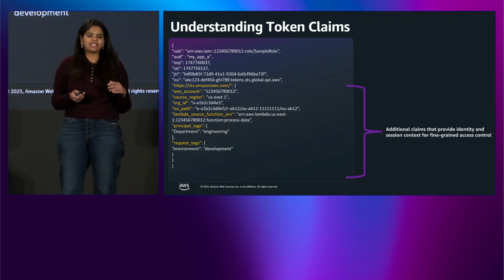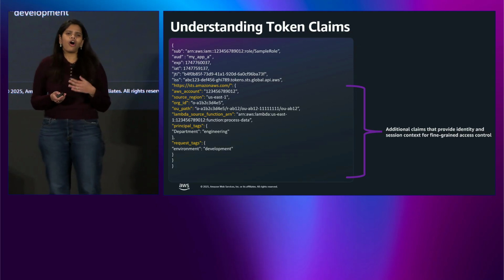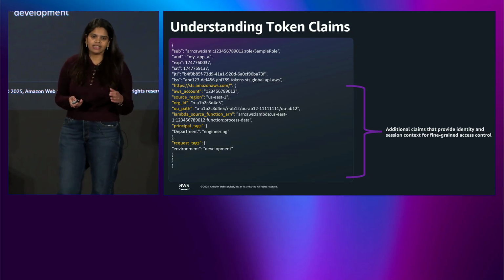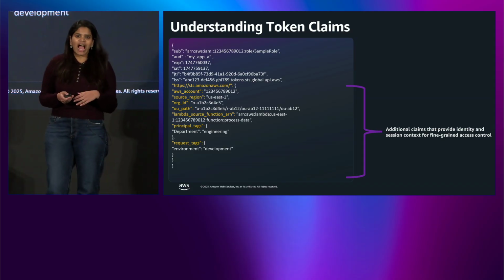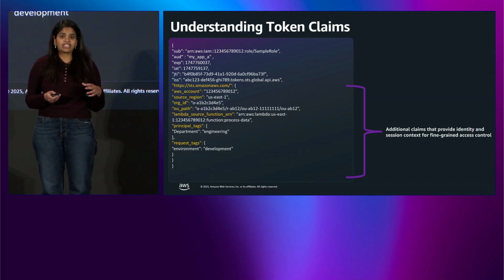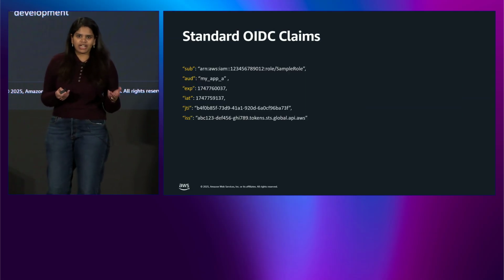Then we have a set of custom claims that AWS puts in the token on your behalf. All of these claims are namespaced under sts.amazonaws.com. And this includes identity context, session context, compute context, and even your principal tags and the request tags that you can add to the token.